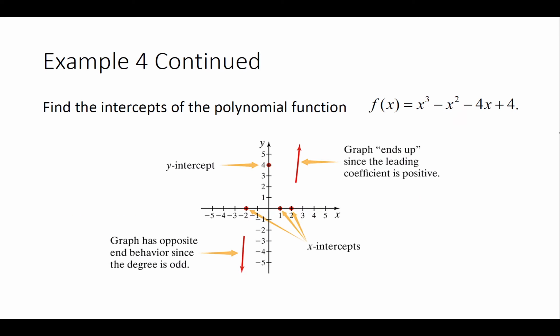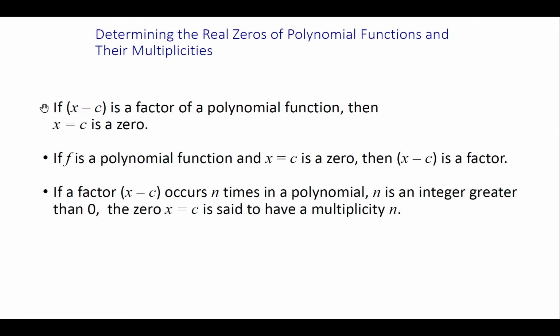The zeros are very helpful for plotting the graph. The zero means if x minus c is a factor of a polynomial function, then by equating that x minus c to 0, we can find out the real zero of that polynomial function. If f is a polynomial function and x equal to c is a 0, then x minus c is a factor. So these are some findings.